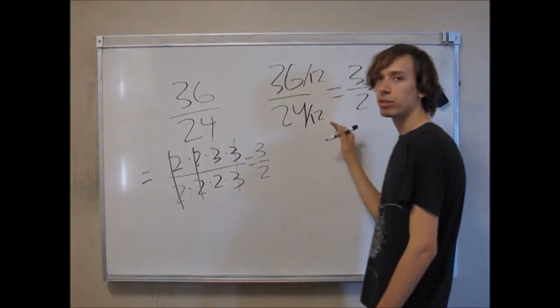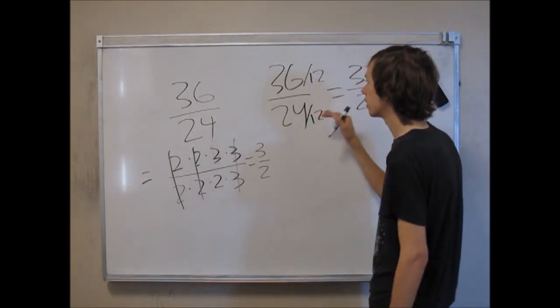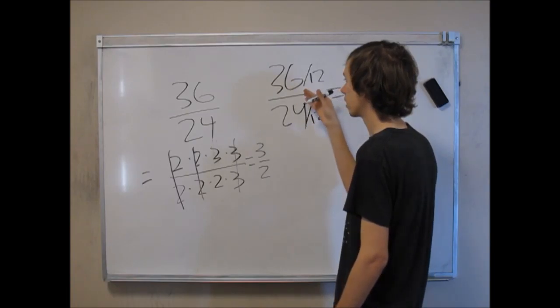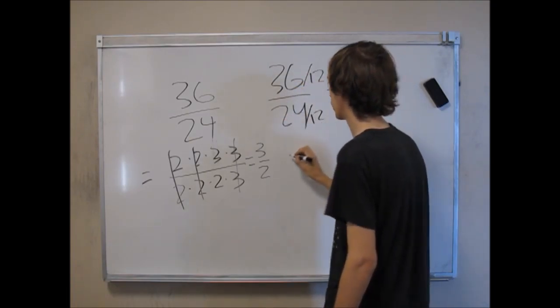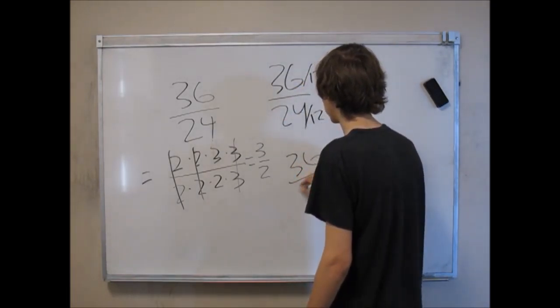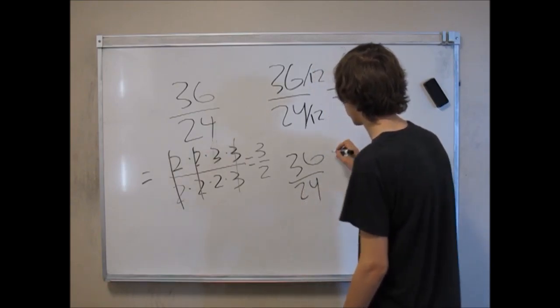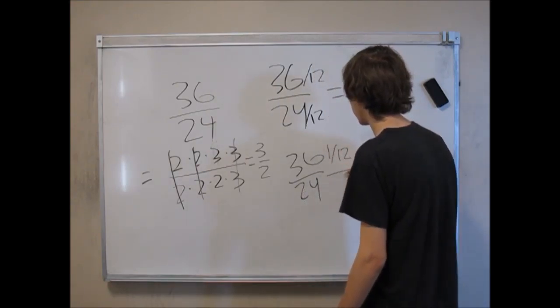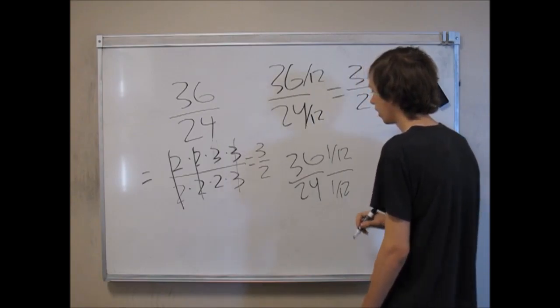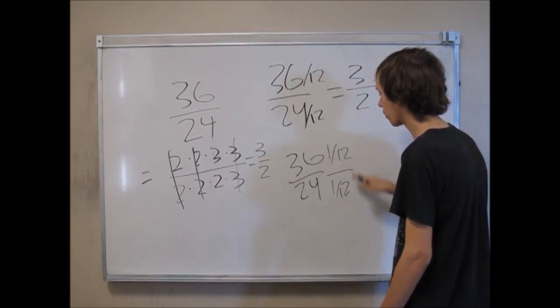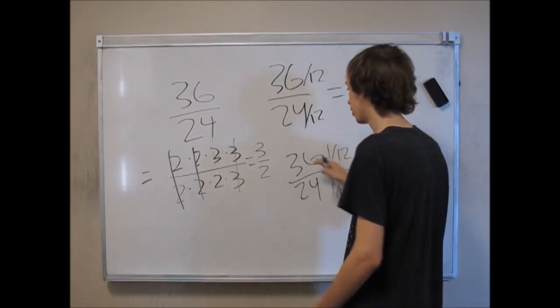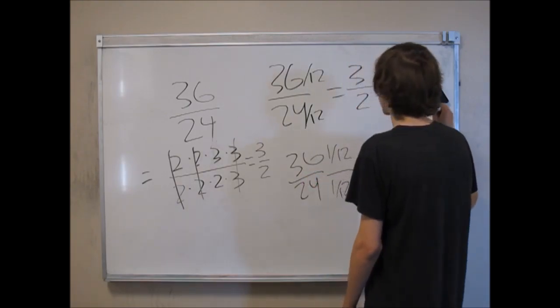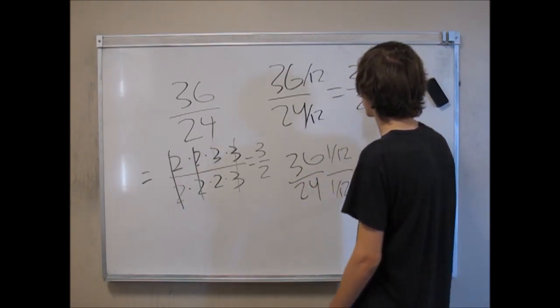And the reason we're allowed to do this is because this is basically like multiplying the fraction by 1, because this is like taking 36 over 24 and multiplying it by 1 over 12 over 1 over 12. And 1 over 12 over 1 over 12 is equal to 1, so you're allowed to do that. And so that would have given you 3 over 2 as well.